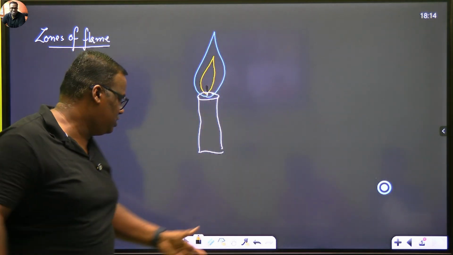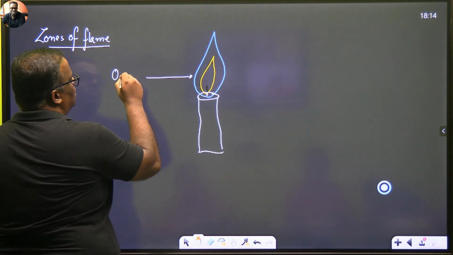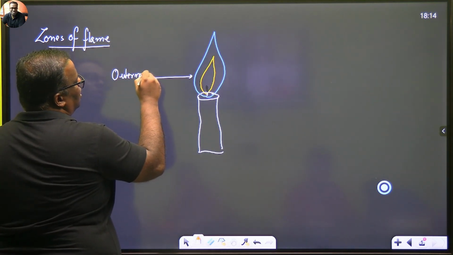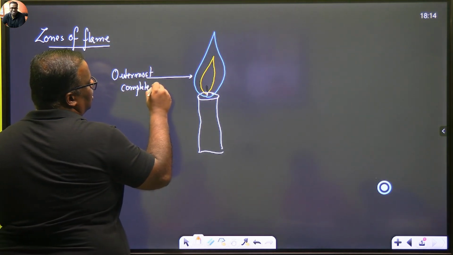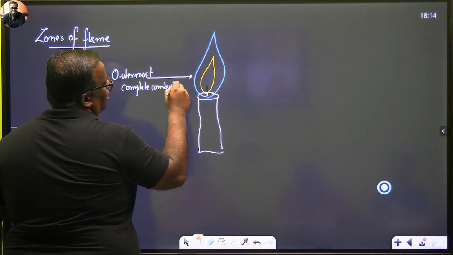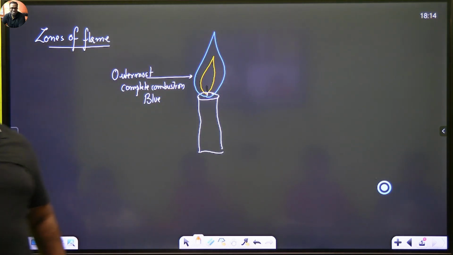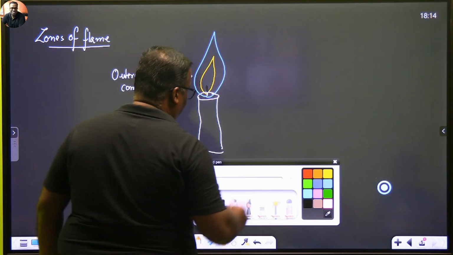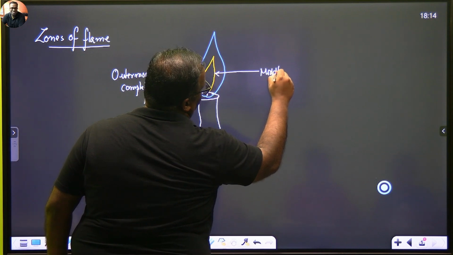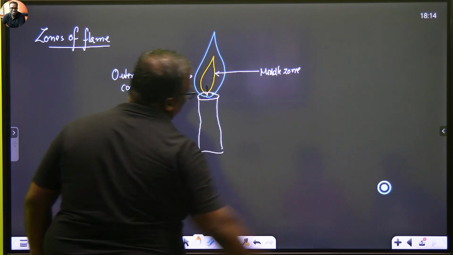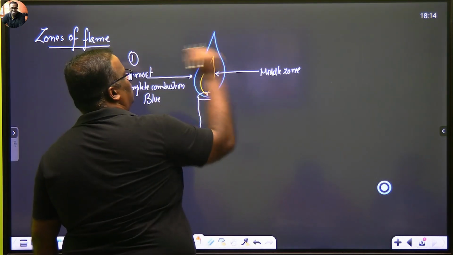The outermost zone. This zone is known as the outermost zone. And here what is happening? Complete combustion. What is the color you expect out here? Blue. Then which zone do you have? The intermediate zone, or we call it the middle zone. This question is very common in schools. They'll ask you to draw a neat level diagram and explain the zones. So we have the first zone, we have the middle zone.